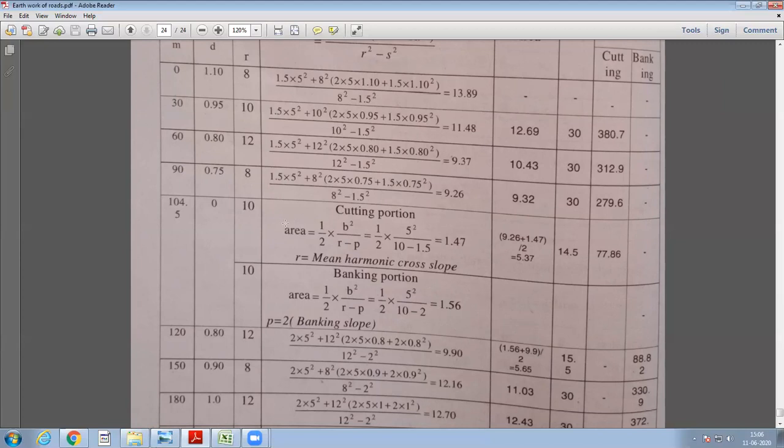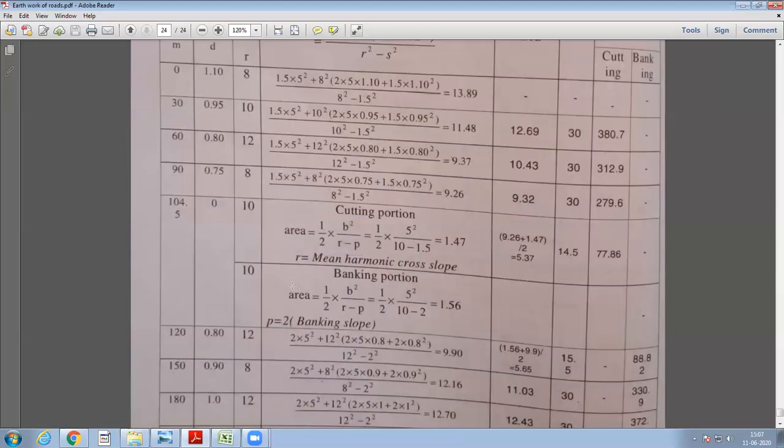So for the area, here we have a new formula, make a note of it. Area is given by half of B square by R minus P. B is as usual capital B by 2. R is the mean harmonic, that is this R value, and P is the slope of cutting, that is 1.5. Substitute this and simplify, you will get the area here.